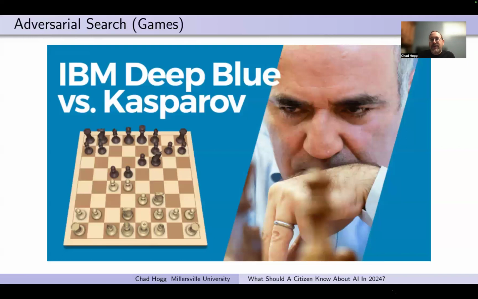Soon after that, people started thinking, okay, well, we can look into the future to imagine how to solve these puzzles, but puzzles aren't very interesting. What about playing games? When you're playing a game, you can't just imagine the future based on what you're doing. You also have to imagine the future based on what an opponent is doing.